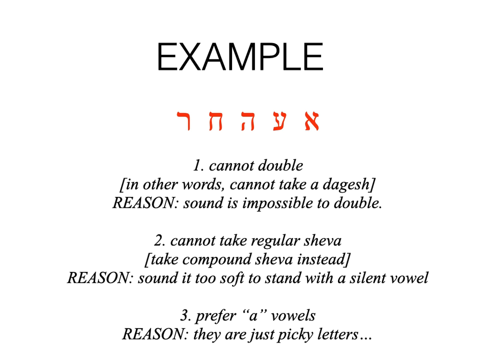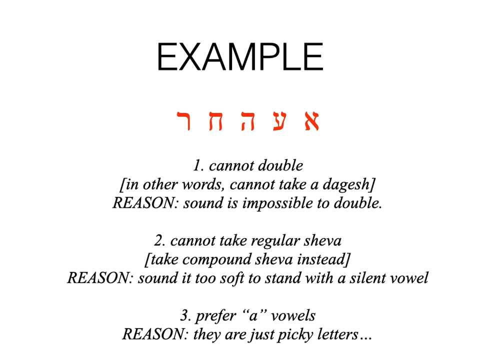Rule number 2, and again you can write it in two different ways. They either cannot take a dagesh or they take compound sheva. That means the same thing. Why? Again, the sound is too soft, so if you have an aleph or ain and they take a silent sheva, then you would have no sound. So they do need something more than a sheva. But there are certain words that require a sheva, so then what do you do? You do a compound sheva.